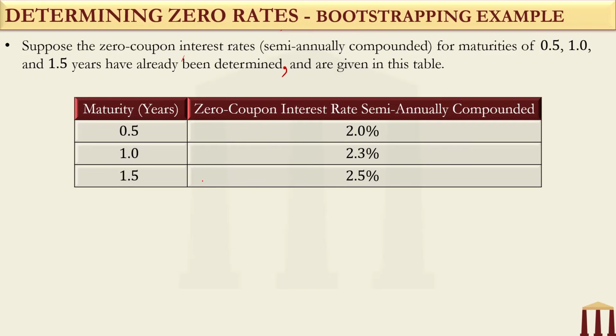Okay, in this particular case, we actually walk forward, we fit the zero coupon interest rates which we have already determined. We do this progressively for longer maturity instruments. Okay, so let's say these are the interest rates which are given.